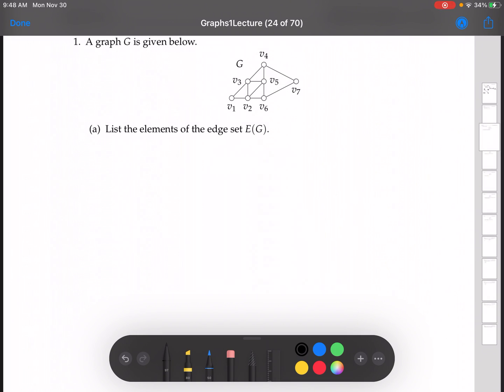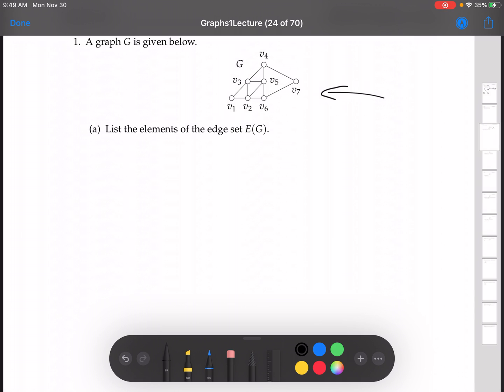All right, here we have a graph G. Here it is, and we're going to list the elements of the edge set E of G. In the Zybook, they just say E for the edge set. I like the notation E of G, so it's the edges of G. Same thing.